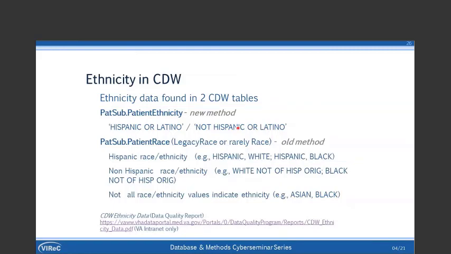And in addition, there are some non-standard values of race under the current collection methods that do contain information on ethnicity. This is predominantly from one site that has a white non-Hispanic group. Be aware that if you use the legacy race variable, not all race ethnicity values indicate ethnicity.